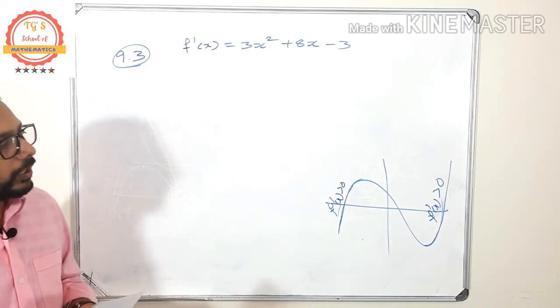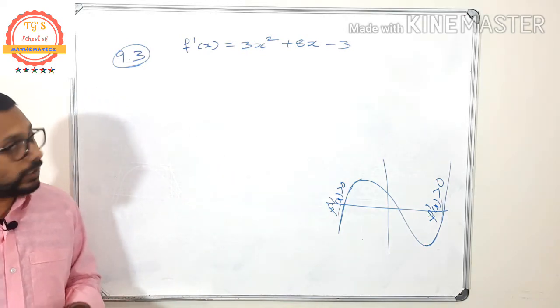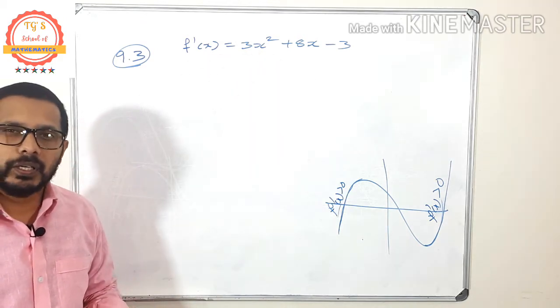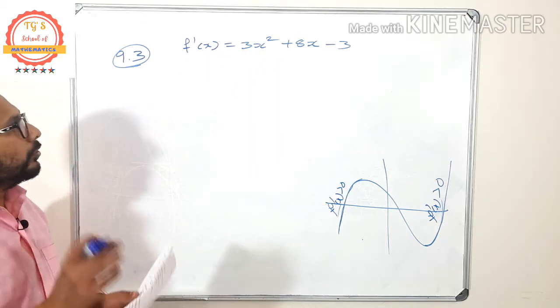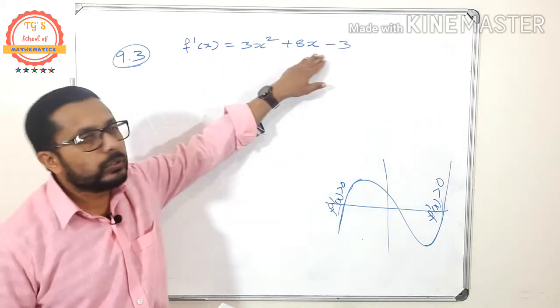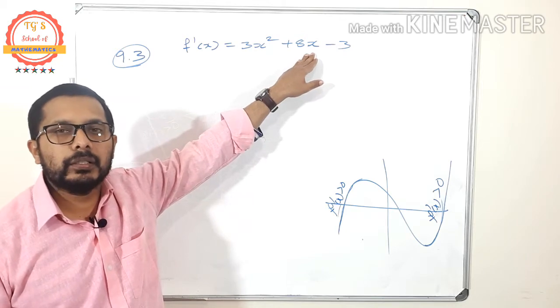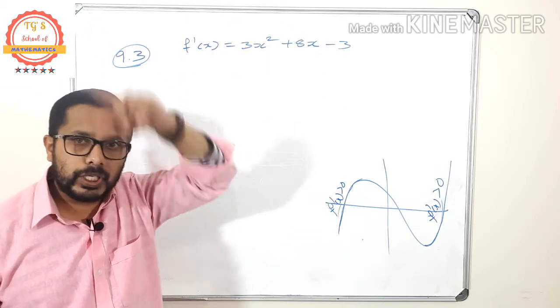Okay, so now what is our f dash of x? 3x squared plus 8x minus 3. So I'm going to try to draw this graph of 3x squared. You know that this is a quadratic graph, and we can draw that graph. You know the shape of the graph.